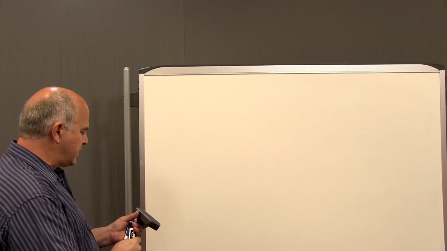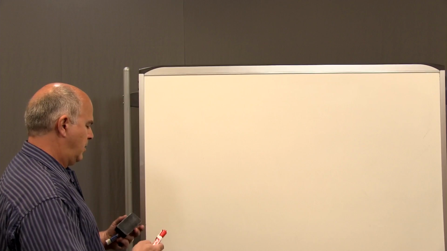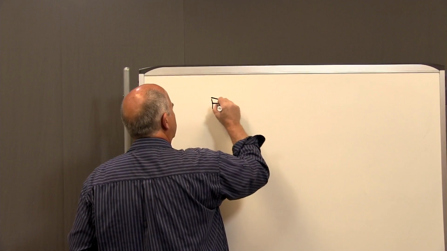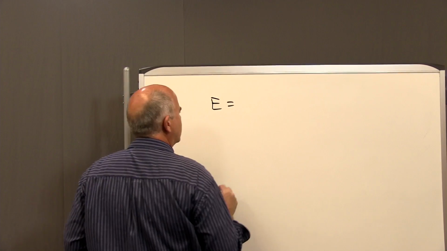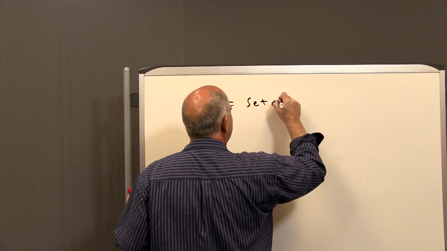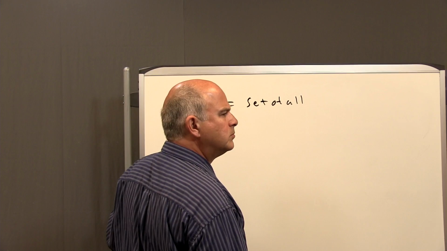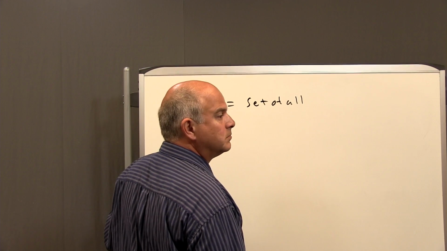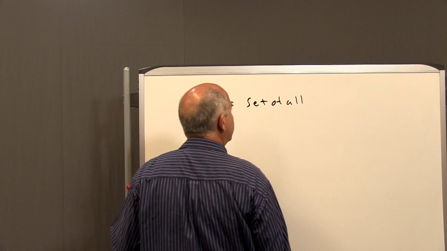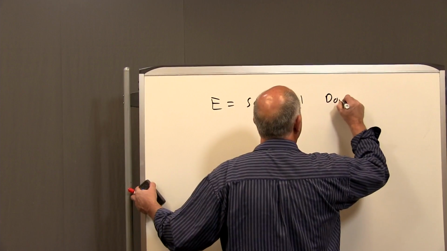We had translations. Suppose, I don't know, E, we use some different letters here. E equals the set of all donuts with sprinkles.